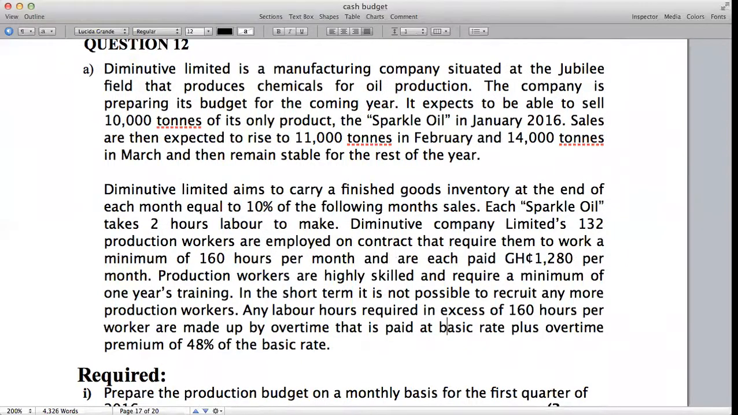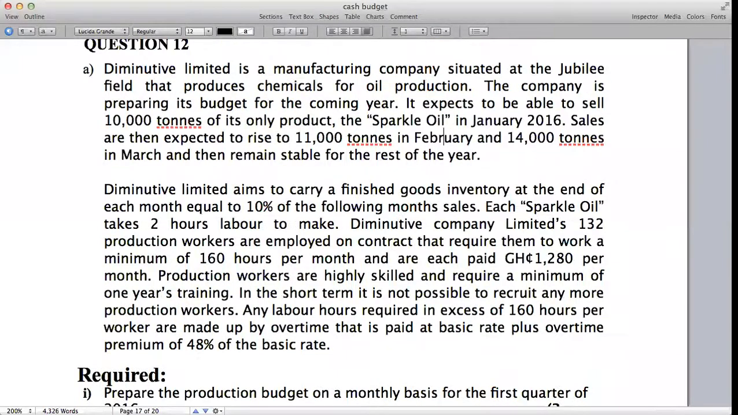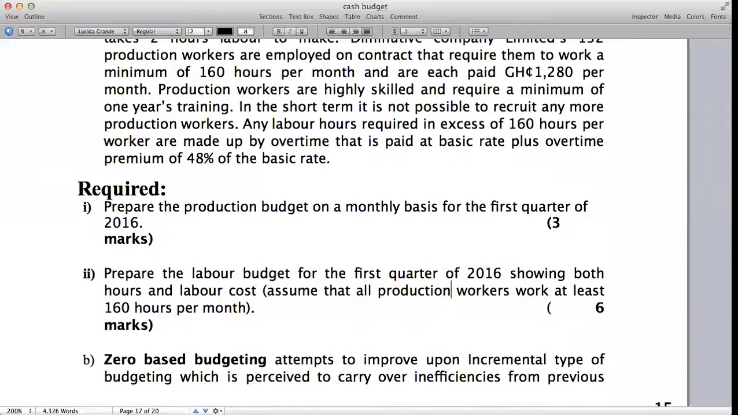So have you seen this question? Yes. This is the question that we are going to do now. This is our last question for the day. Question 12. We are still under the functional budget. If I should go to the requirement, you are doing the first part for me.